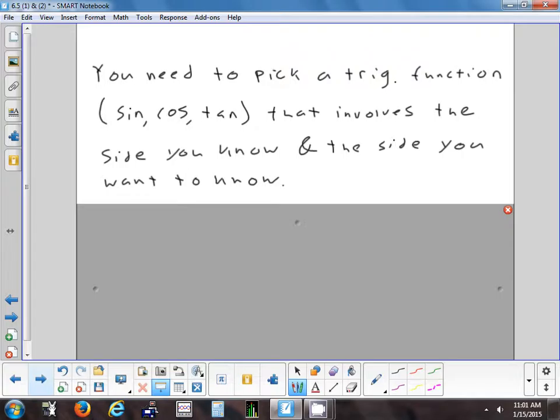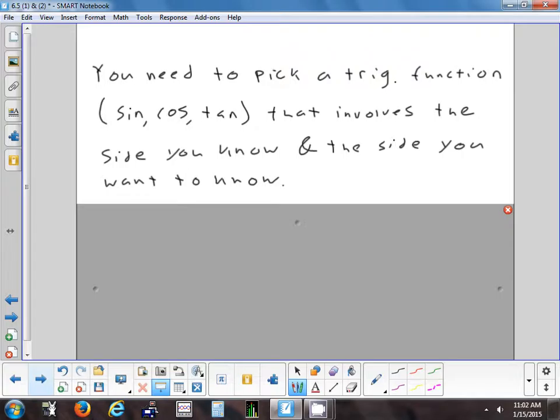So first you're going to have to pick which trig function you want to use. How do you pick it? Well, you have to look at what you're given and what you want to find. Let's say you were given the hypotenuse and you want to know the side opposite. That would be sine. Sine is the trig function that involves opposite and hypotenuse.